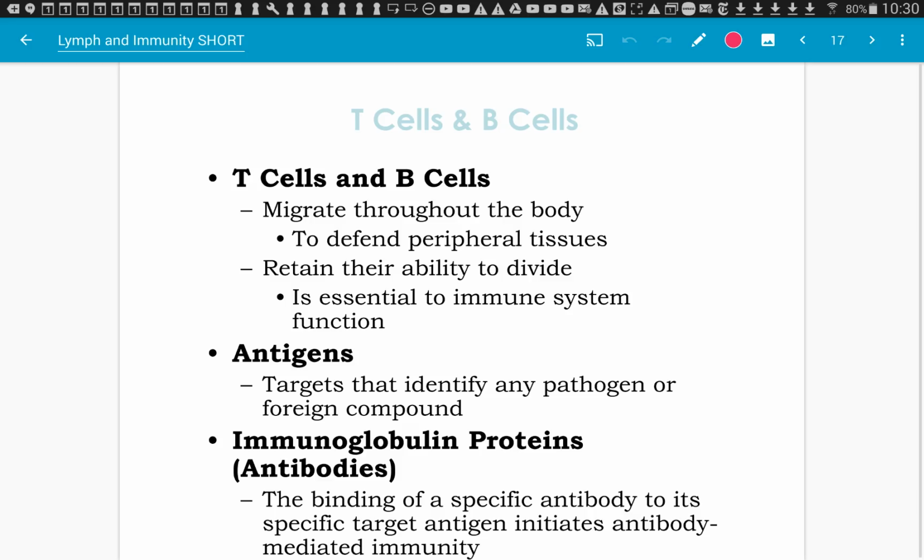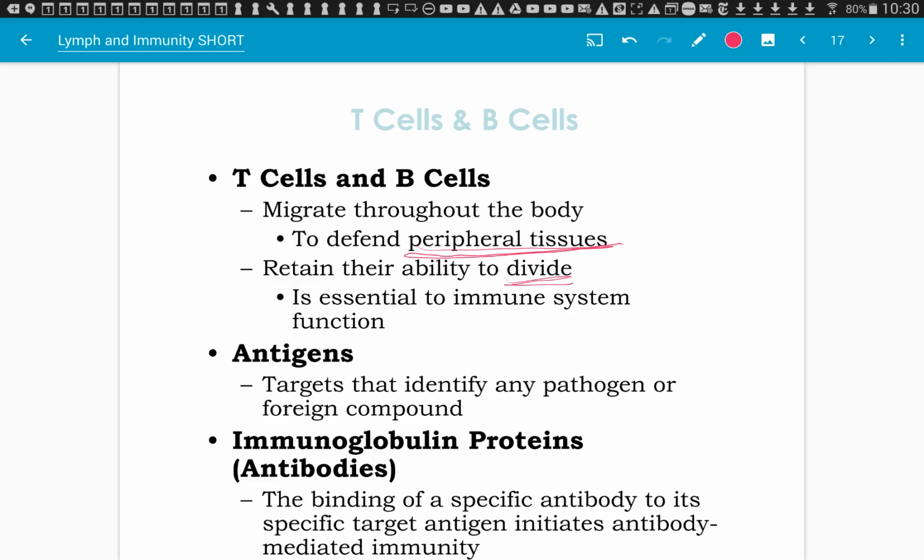Okay, so a little bit more on T cells and B cells. Remember, these are white blood cells with specific names. Both of these are throughout the body, wandering throughout the tissue. What's unique about them is that, as white blood cells, they can actually divide out in the tissues. So they can replicate and make more white blood cells. It doesn't all have to happen in the bone marrow. And because they have the ability to divide, it's really helpful and important in the immune system.